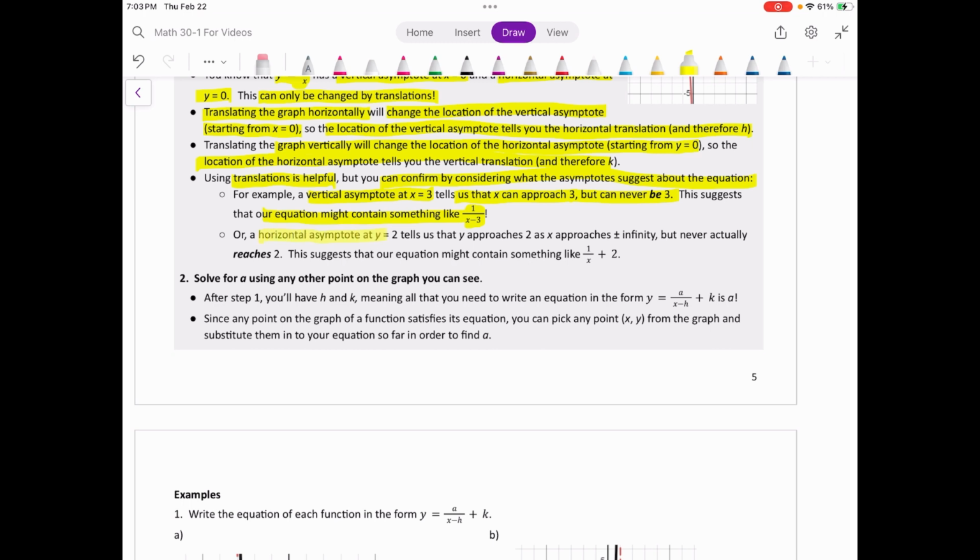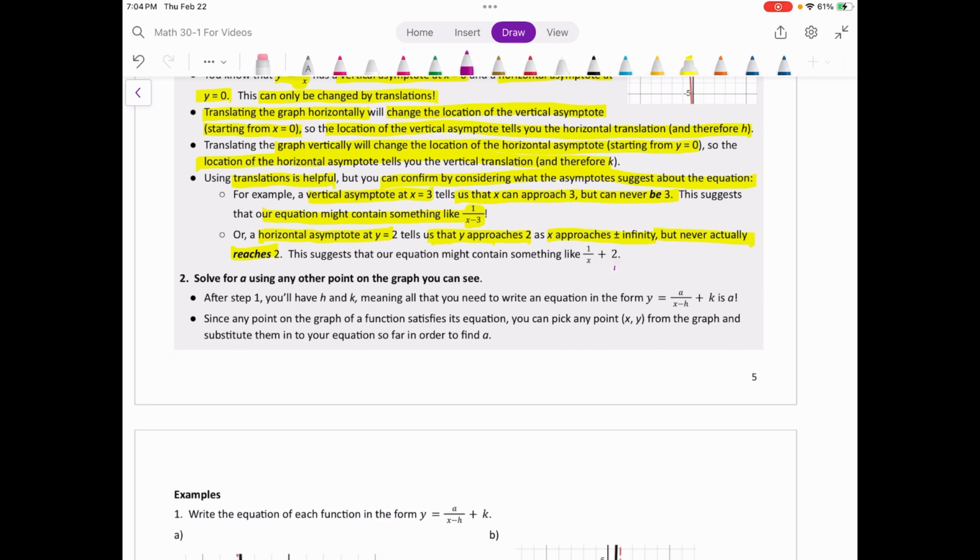A horizontal asymptote at y equals 2 tells us that y approaches 2 as x approaches positive or negative infinity, but never actually reaches 2. Right? And what does that suggest? Well, it suggests that in our equation, as x goes to positive infinity or negative infinity, there's some 2 that's just still there, right? We might have 1 over x. As x goes to infinity, this gets closer and closer to 0, meaning that overall, we're getting closer and closer to 0 plus 2, or 2. And that's why y would be approaching 2, right?